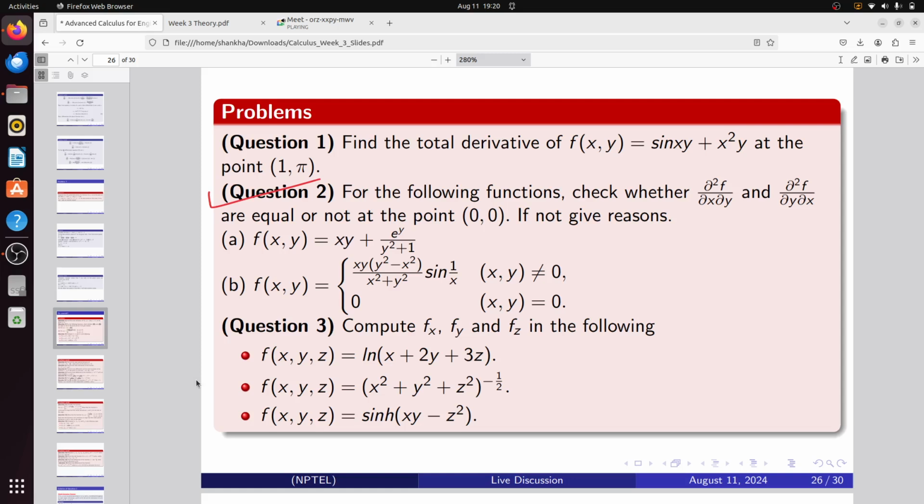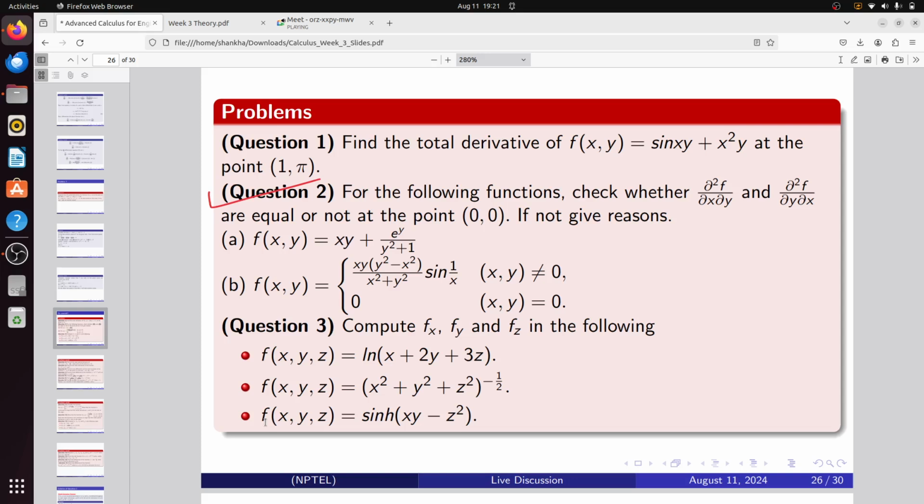fx equal to minus x into (x² + y² + z²) whole to the power minus 3 by 2. Okay. So next will be symmetrical. You will get minus y divided by (x² + y² + z²) to the power 3 by 2, and then there will be minus z by (x² + y² + z²) to the power 3 by 2, right? And then the next one, f(x,y,z) equal to sinh(xy − z²).